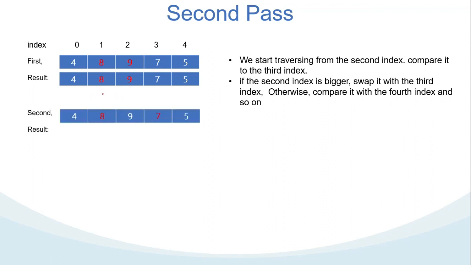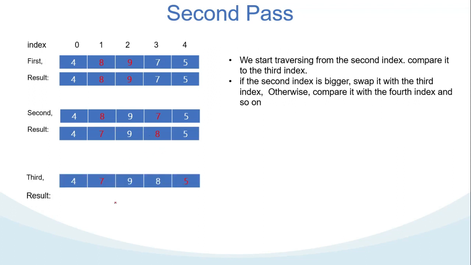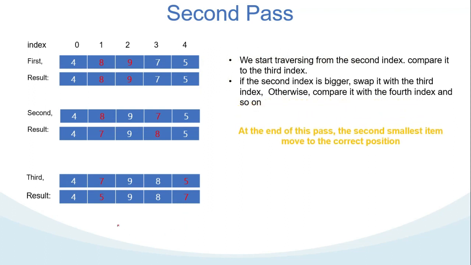We will continue reading, starting from the second index again, and then compare it to the fourth index. The same concept applied, and here is the result. And then again, we compare the second index to the last index. And the same concept applied, and here is the result. At the end of this pass, the second smallest number moves to the correct position.